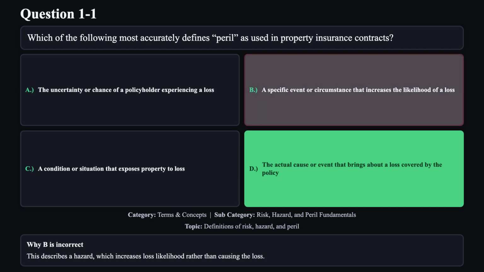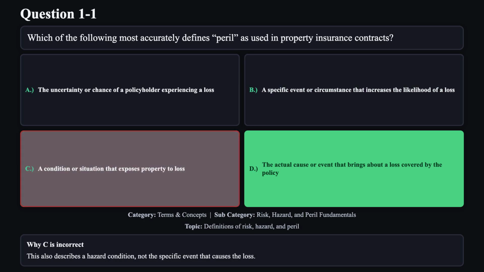Reason B is not correct. This describes a hazard which increases loss likelihood rather than causing the loss. Reason C is not correct. This also describes a hazard condition, not the specific event that causes the loss.